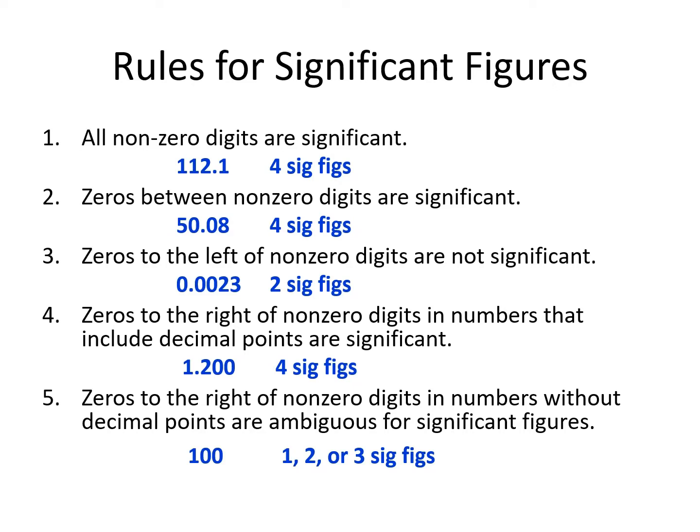If we wanted to convey that we measured to the ones place, we could put a decimal point in. 100 decimal. That number with the decimal would have 3 significant figures. But how would we report it if we had measured to the tens place? The only way to convey 2 significant figures would be to write it in scientific notation. 1 times 10 to the 2 would be 1 significant figure. 1.0 times 10 to the 2 would be 2 significant figures. 1.00 times 10 to the 2 would be 3 significant figures, and so on.